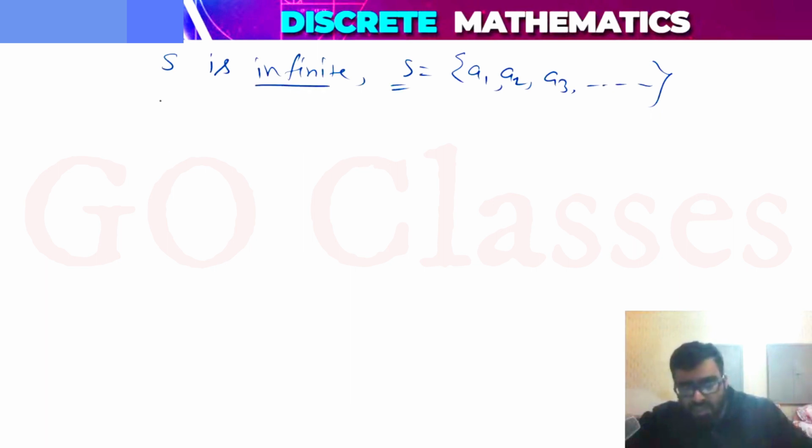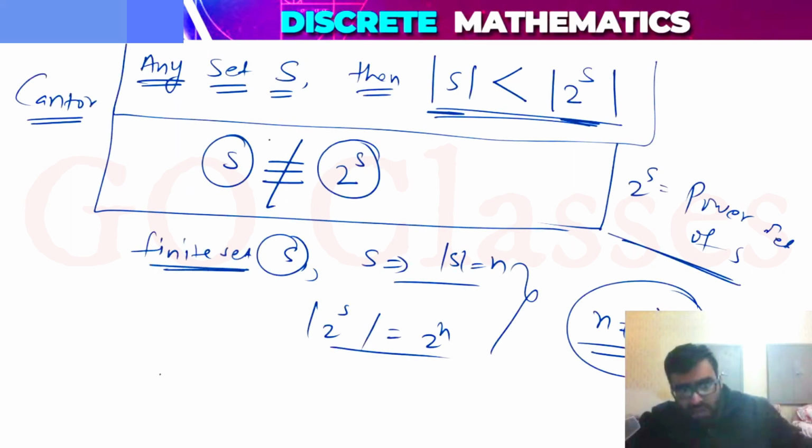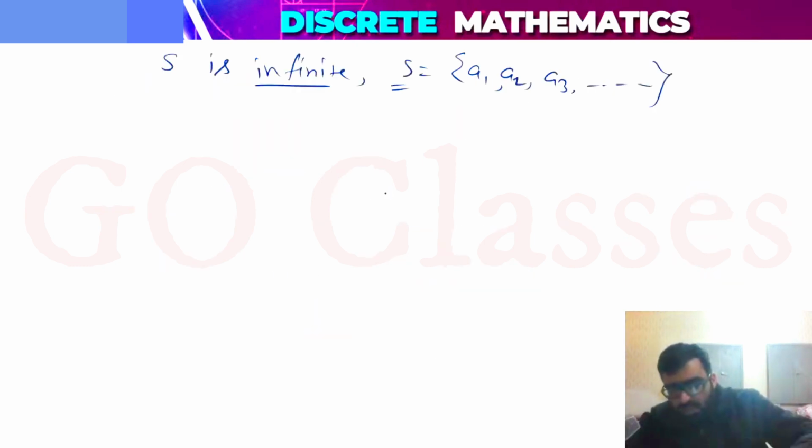Now if this is your set S, you know what your power set is. The power set is basically the set of all subsets of S. Now I want to prove that a one-to-one correspondence will never exist between S and 2 power S. This is what I want to prove. To prove it, I will assume that there is a one-to-one correspondence between S and 2 power S. So this is the assumption.